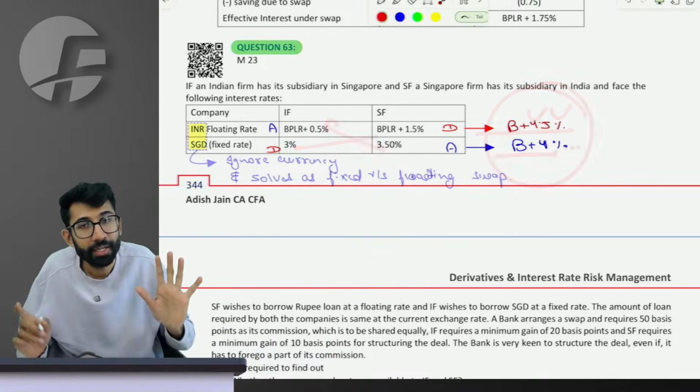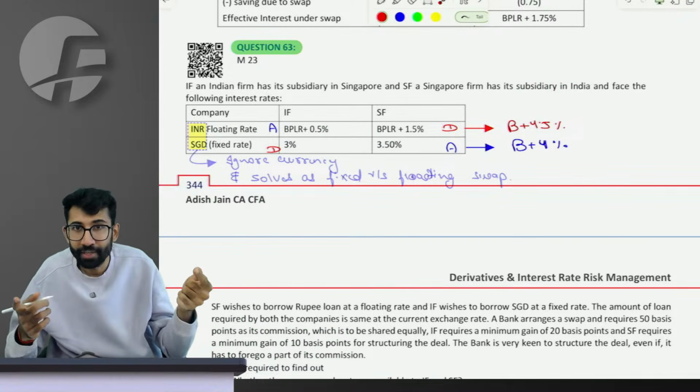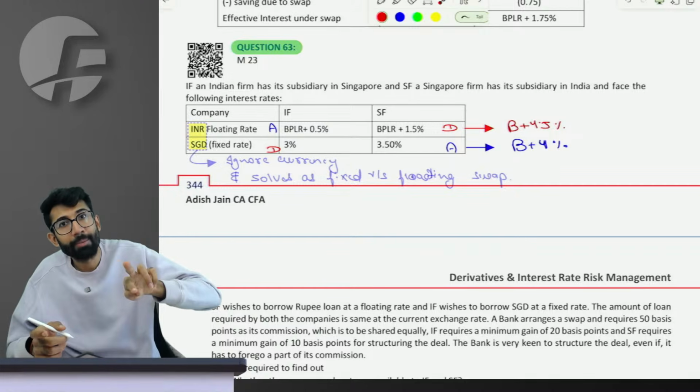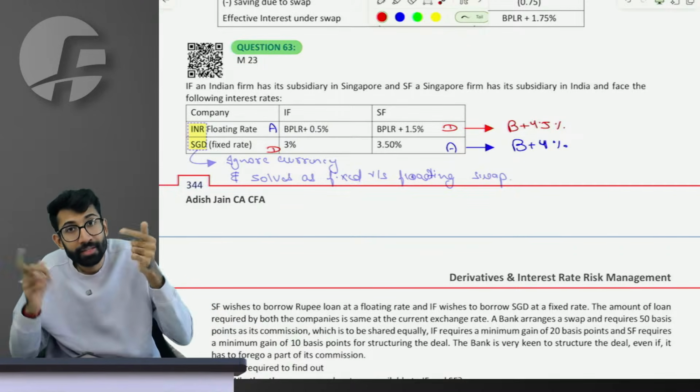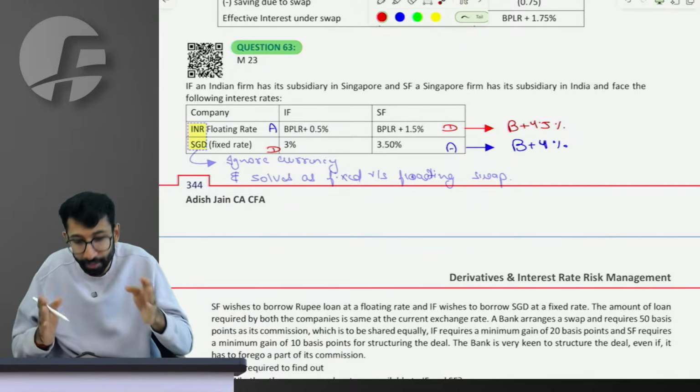So we agree that let's make them borrow otherwise. Let them do the swap so that they can borrow at their desired rate ultimately, and that too at a cheaper rate.